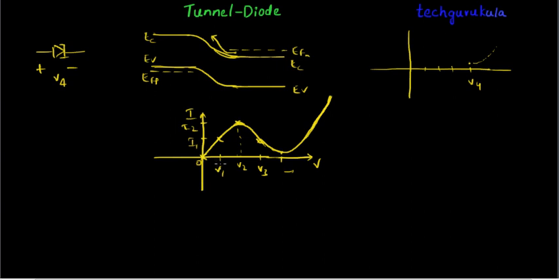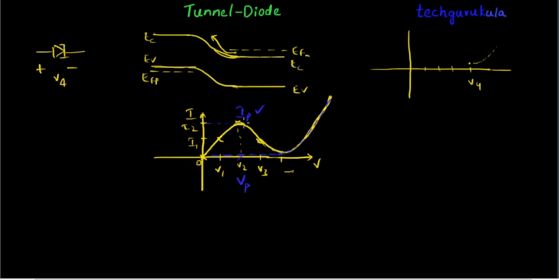If you try to correlate this with the normal diode characteristics we have seen, it overlaps with the normal diode characteristics like this. Now there are some important parameters to note here. The point at which you have the highest current for the corresponding voltage is known as IP. This is called the peak current, and the corresponding voltage is called the peak voltage.